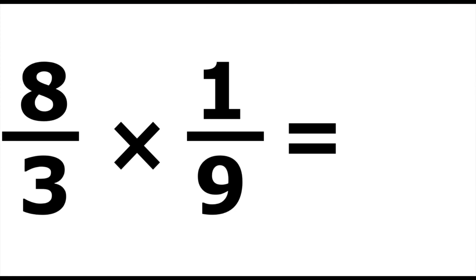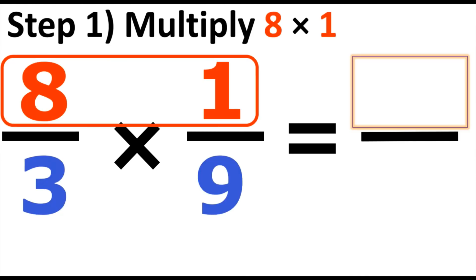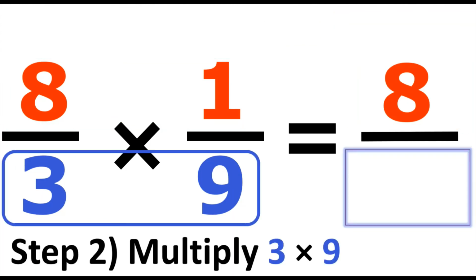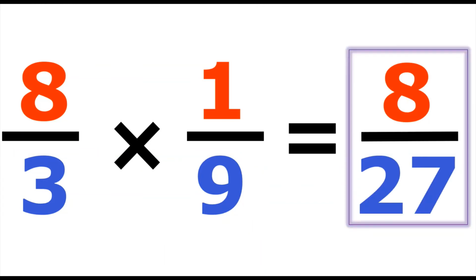So for number 21, we have 8 over 3 and 1 over 9. So up top, straight across, 8 times 1 gives us 8. At the bottom, straight across, 3 times 9 gives us 27. So the answer is 8 over 27.